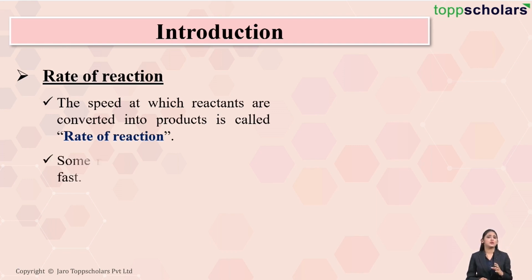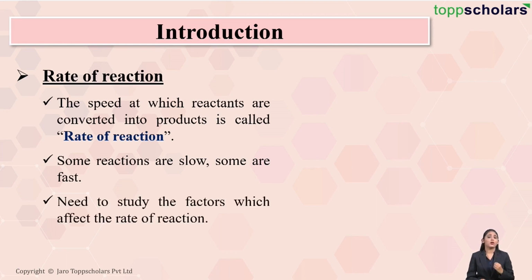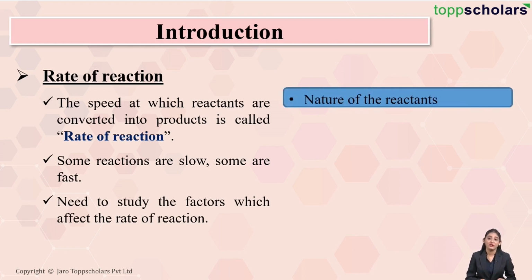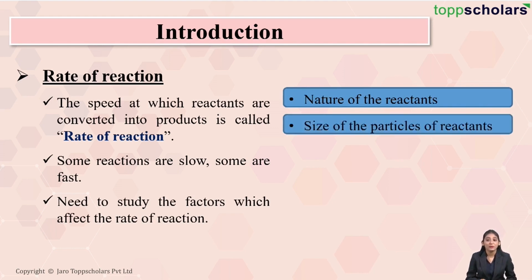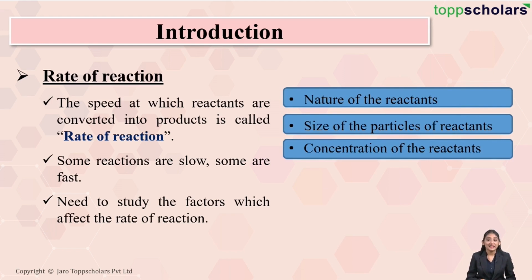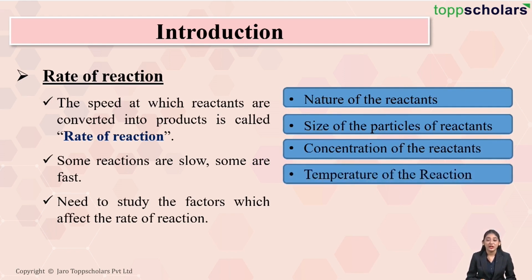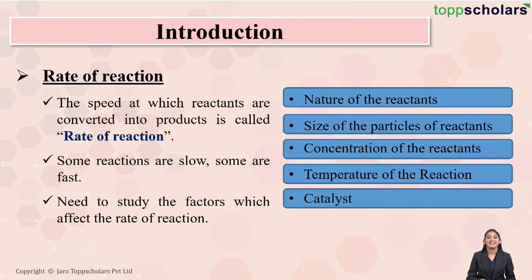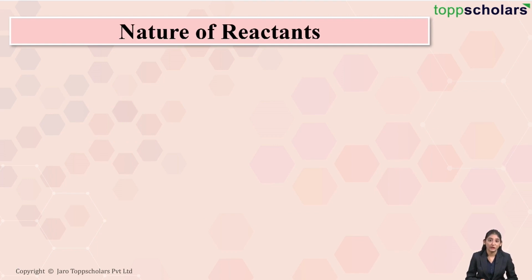Now friends, there are some reactions which occur slowly, whereas there are some reactions which take place at a faster rate. So definitely there are some conditions, right, depending upon which the reactions occur slowly or fast. So that is what we are going to study right now. That is the factors which affect the rate of a reaction. And which are they? Yes. The first one is nature of the reactants. The second one is size of the particles of reactants, concentration of the reactants, temperature of the reaction, and finally catalyst.